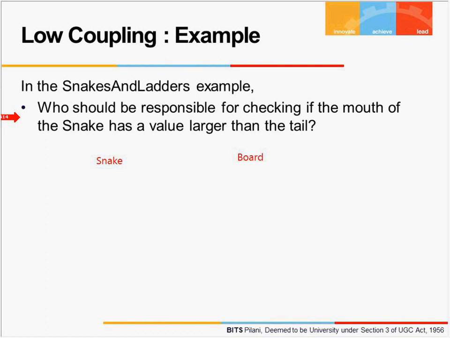Suppose I try to make it more clear. Instead of X and Y, let me say I have M, which is the mouth, and T, which is the tail. So I have values M and T, and I have to instantiate a snake. Using the syntax of Java, I would say Snake S1 = new Snake, and I will pass M and T to this.